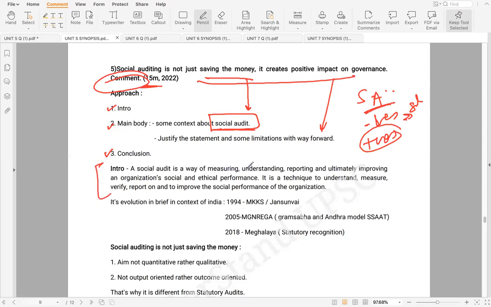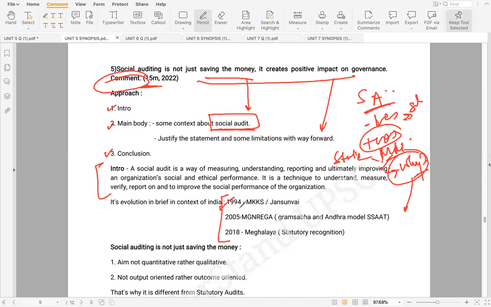Introduction: social audit is a way of measuring, understanding, reporting, and ultimately improving an organization's social and ethical performance. It is a technique to understand, measure, verify, report on, and improve the social performance of the organization. Always prefer why. So when you talk about state becoming Leviathan and markets being capitalist in nature, you need social audit mechanisms, all of this. So the background context of social audit would also be used in the introduction. You can also give the evolution of social audits in brief.